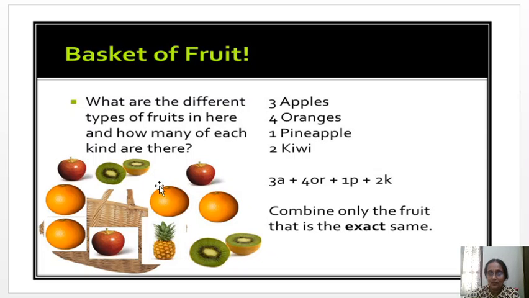You can add oranges. How many? 4 oranges are there. And how many apples are there? 3 apples are there, right? 3 apples, 4 oranges, and there is only 1 pineapple and 2 kiwi fruits. So how do we write the algebraic expression for the total number of fruits in this basket? It can be written as 3a plus 4r plus 1 pineapple, p, plus 2 kiwi fruits.